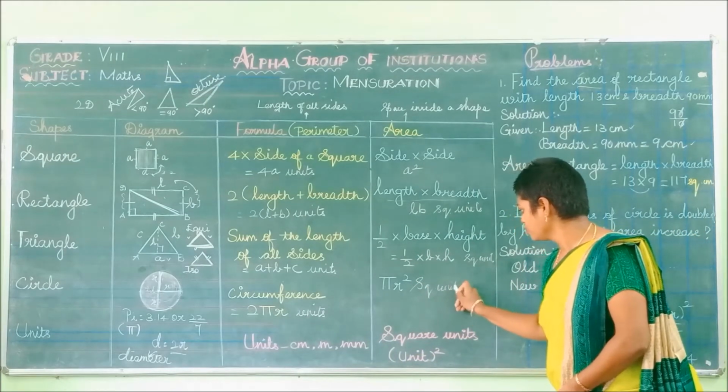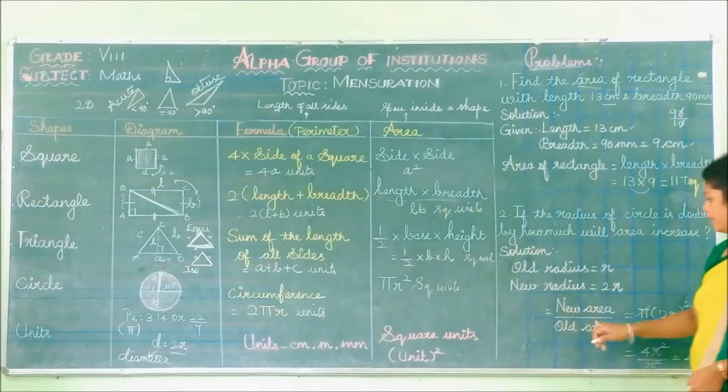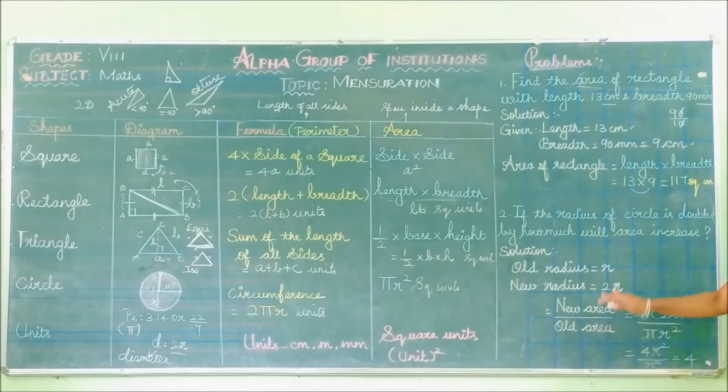Pi r square units. So you have to apply for both values. So new one divided by old one. So pi instead of r, and substituting what? New radius is 2r, and the square is given here. So for that we have used this square, divided by the old one, which is r only. So pi r square. So this pi and this pi will be cancelled.